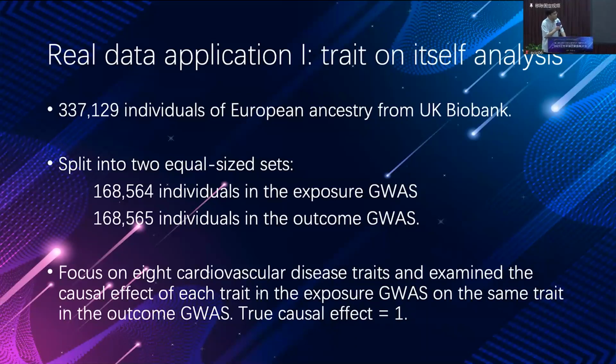In this case, it is expected that the true causal effect is exactly 1. We want to compare the different methods to see whether they give an unbiased causal effect. Because we know the true causal effect, we compare whether the confidence interval can cover the true value 1.